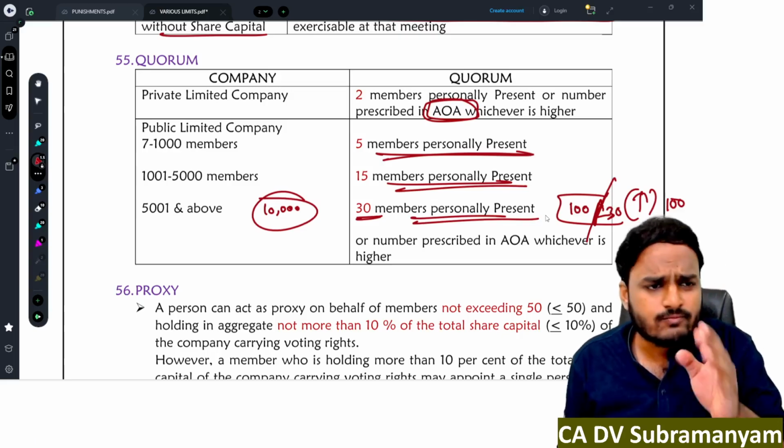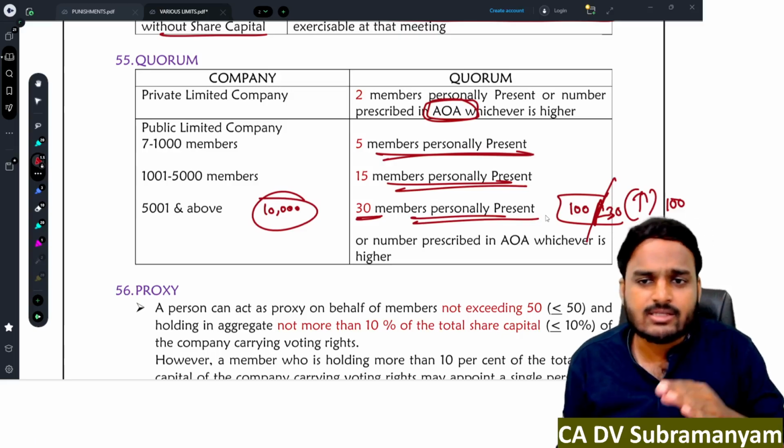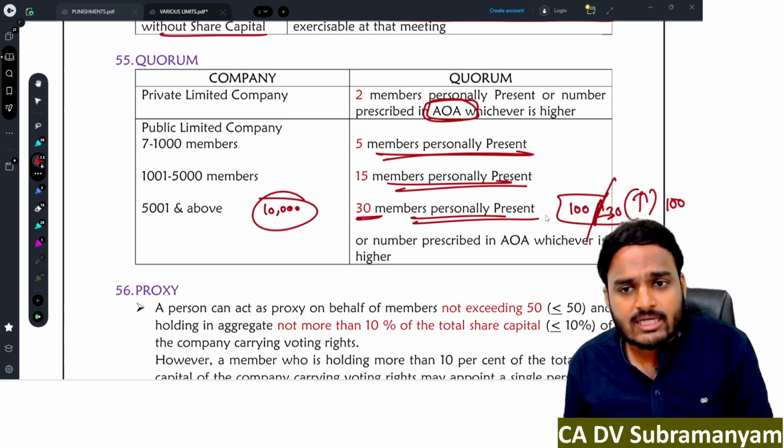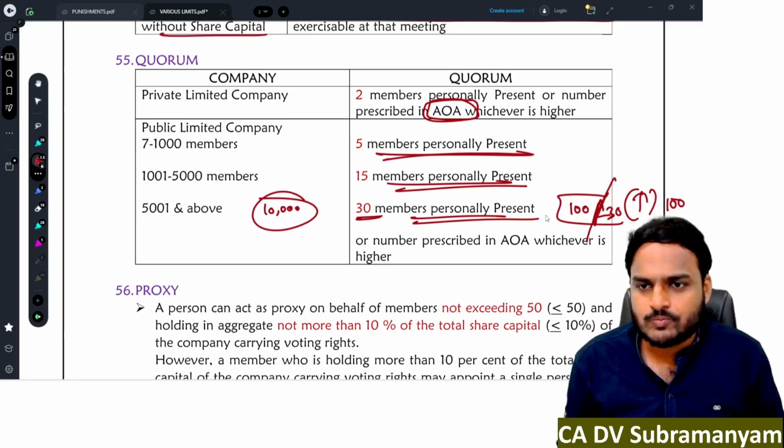So limits are 2, 5, 15, 30. 5 in case of up to 1000 members, 15 in case of 1001 to 5000 members, 30 members in case of above 5000. That means 5001 and above.